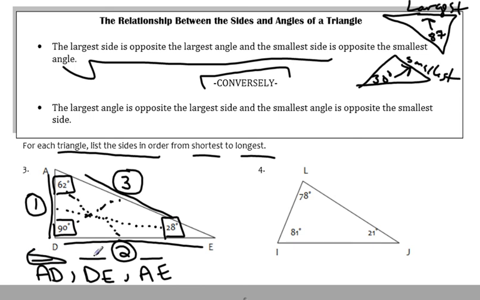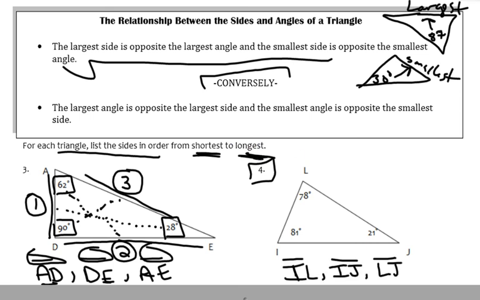And yes, you do need the segment bar on top of all of them. And yes, you do need to know how to name a segment. Alright, you pause the video and try number 4. We're listing the sides in order from smallest to longest, or shortest to longest. Pause the video. Okay, you should have had IL first, then IJ second, then LJ third. If you got that right, go ahead and move on to the next example. If not, let's work this one together.